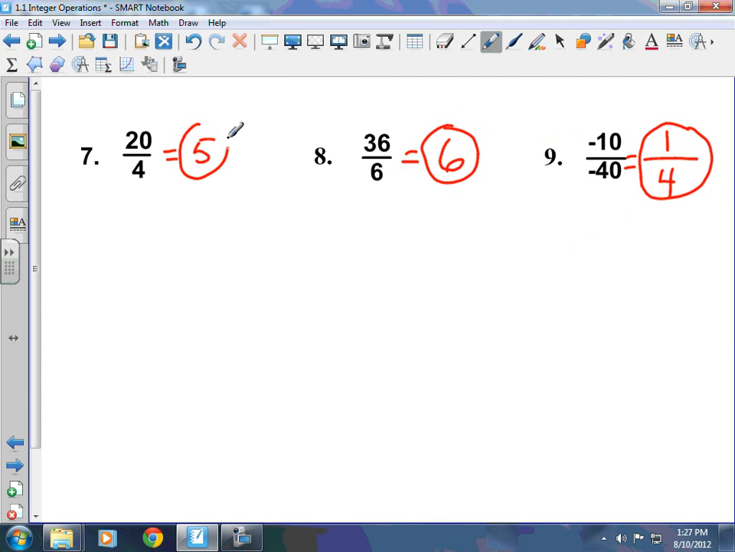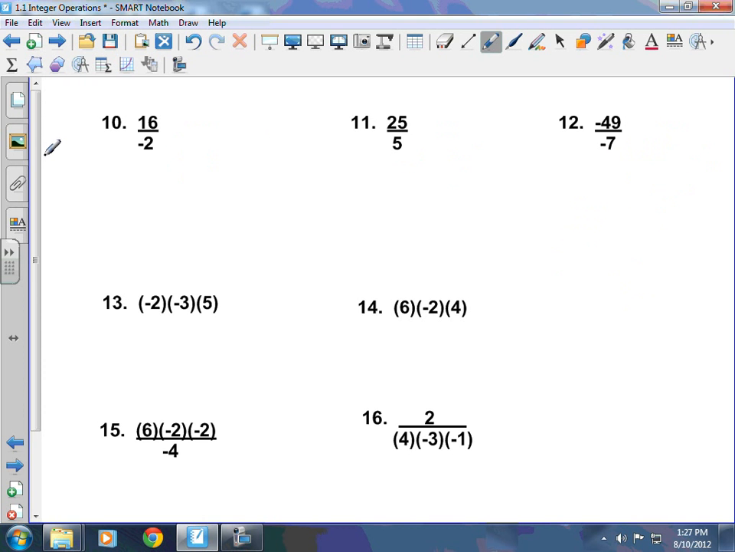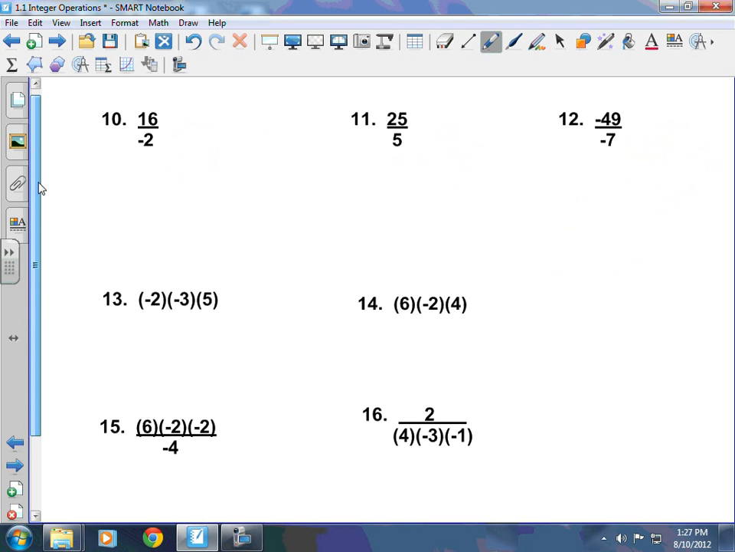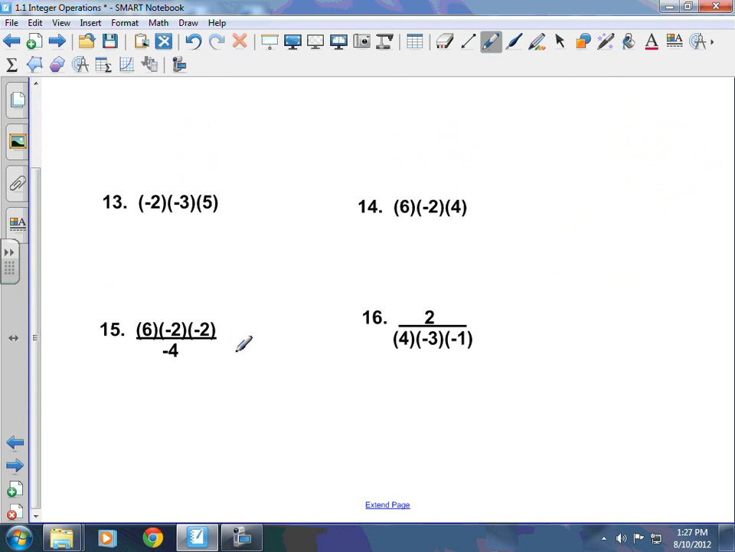Okay? With a fraction, if the big number is on bottom, you cannot have an integer. This cannot equal 4 because the big number is on bottom. Okay? Okay, here are some more for you to try. Let's go down to number 15.